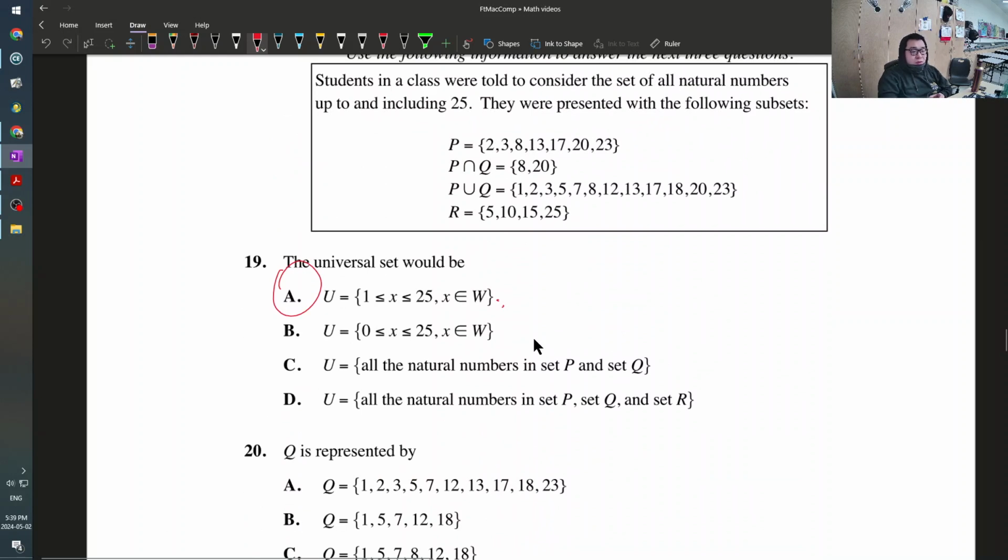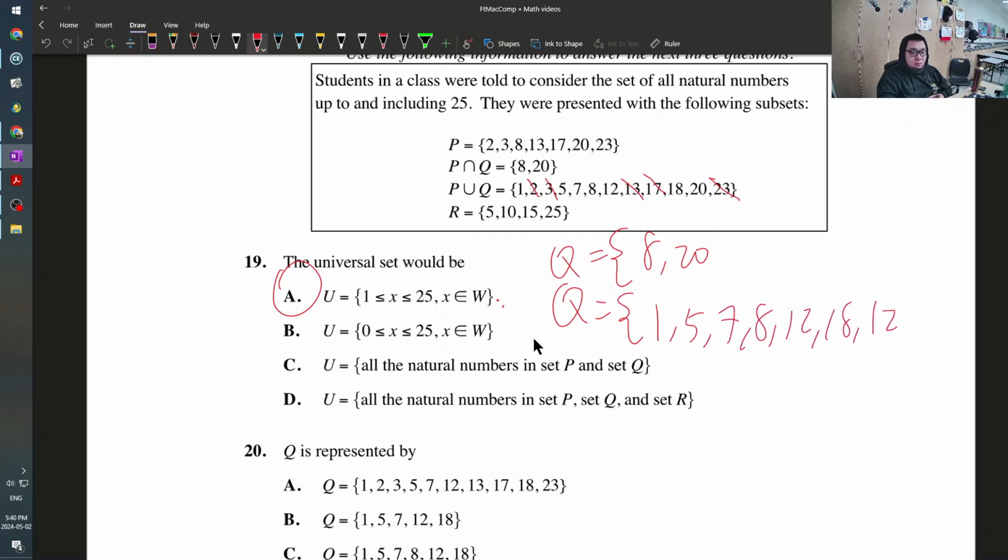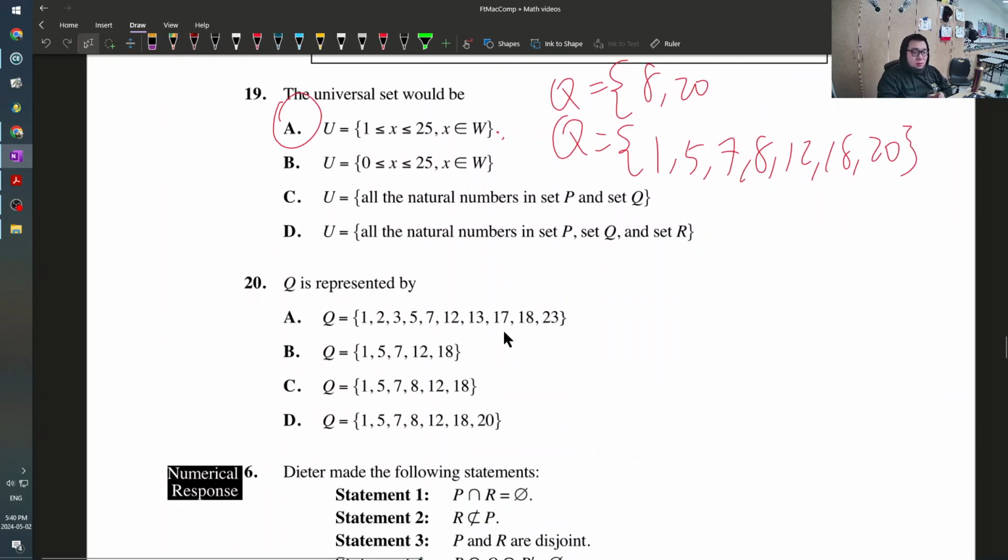Okay, so now what is Q? We know Q has 8 and 20, right? And then we get rid of anything that is in P but not in Q. So we get rid of 2, 3, don't get rid of 8 because we know Q has 8 in there, 13, 17, don't get rid of 20, then 23. So Q is equal to 1, 5, 7, 8, 12, 18, 20. That is going to be D.